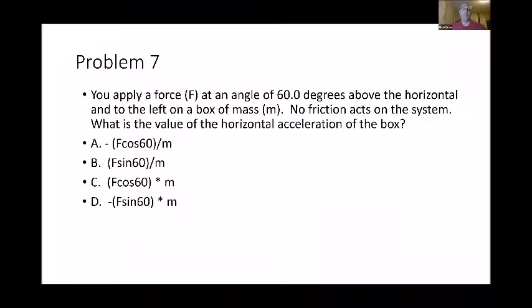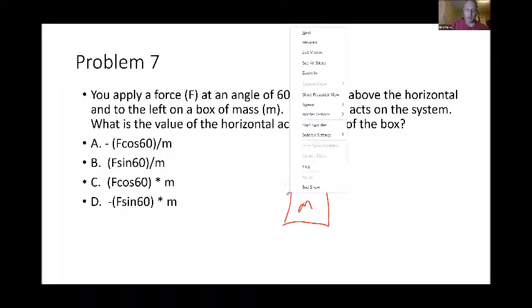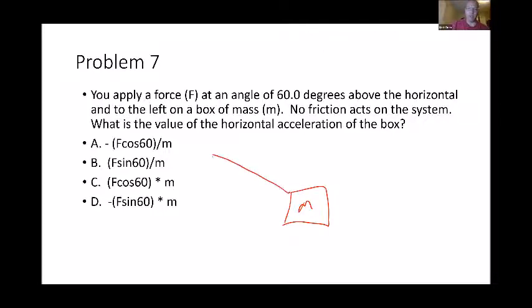So we're applying a force of F at an angle of 60 degrees above the horizontal and to the left on a box of mass M. So here's our box, mass M. Let's think of it as if we have a rope attached to it, and we're pulling up on this rope. Let's just extend the ground upward. This angle, 60 degrees, is the angle between the rope and the ground. No friction acts on the system. What is the value of the horizontal acceleration of the system?